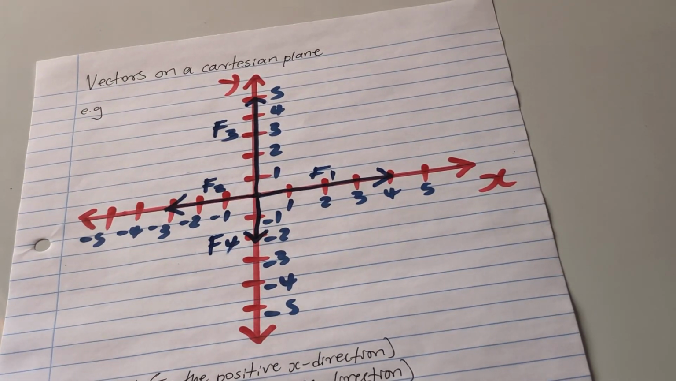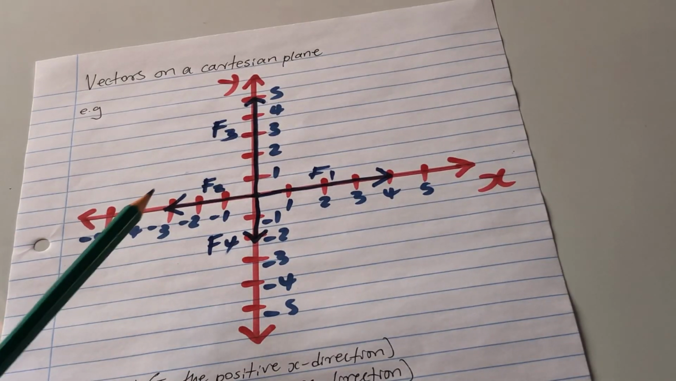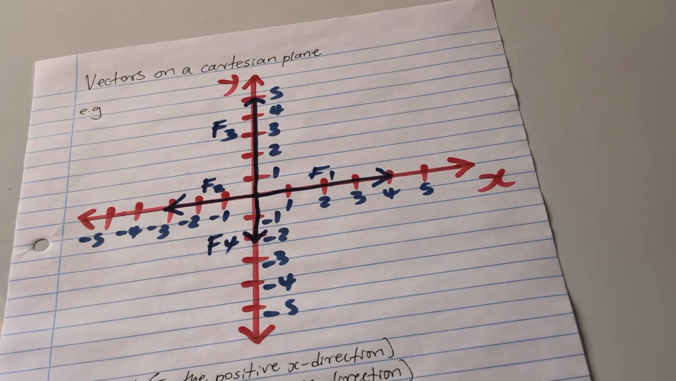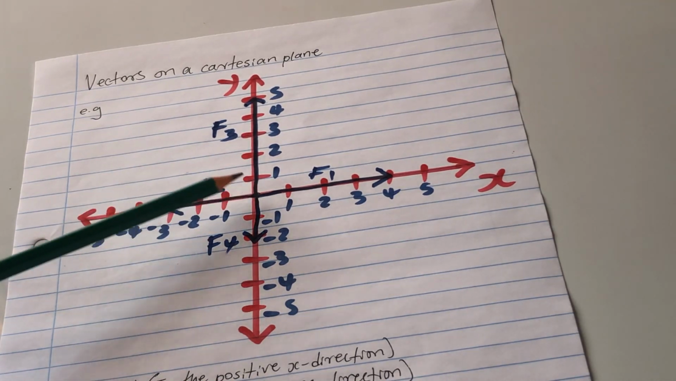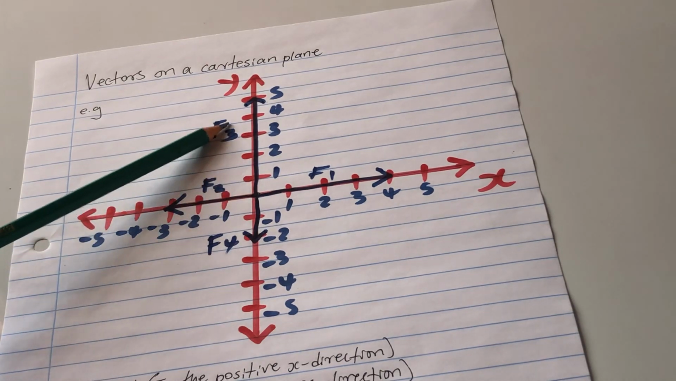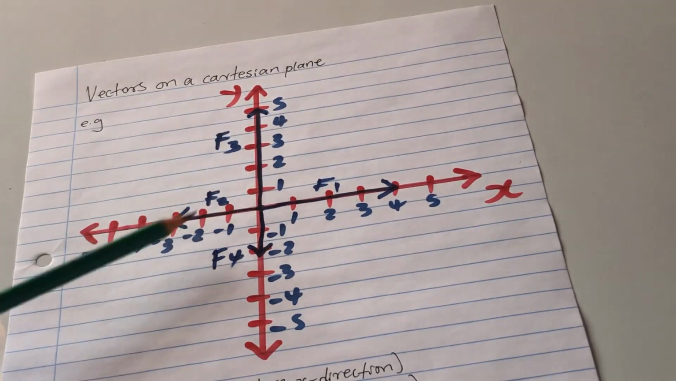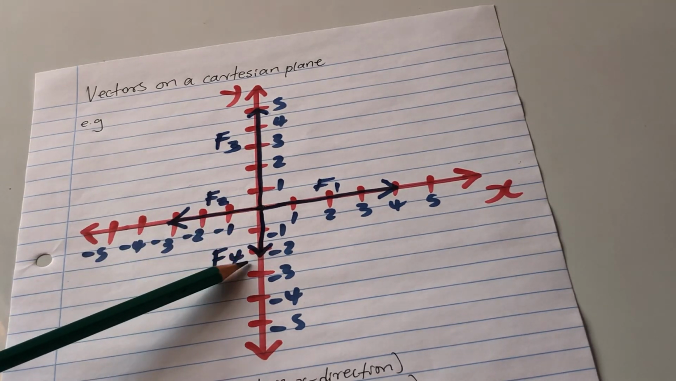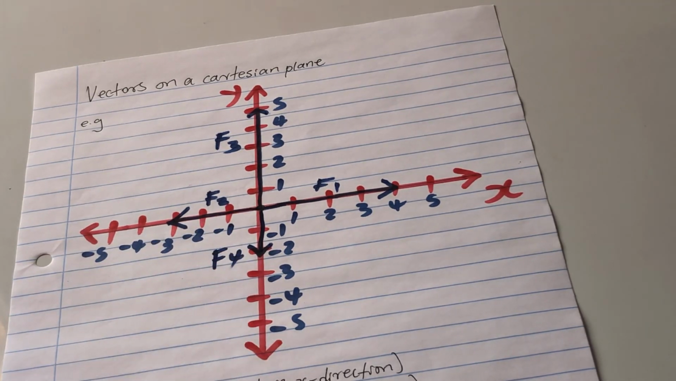You can see that I've managed to put F1 in the positive x direction, F2 in the negative x direction, and then F3 in the positive y direction, and F4 in the negative y direction. This is how you draw vectors on a Cartesian plane.